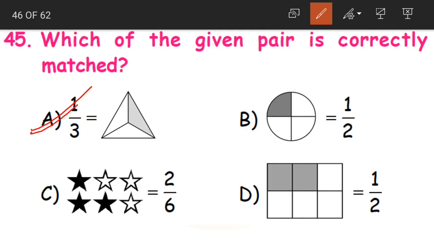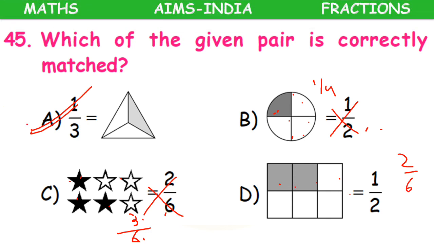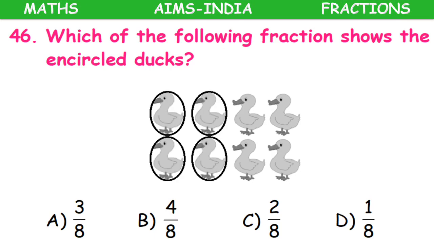If you look at the other options, children, this is 1 by 4. Yes, 1 by 4. Here it is 1 by 2. So it's wrong. Here 3 are shaded divided by, we have 6 stars. So 3 by 6 is the correct answer, not 2 by 6. And this becomes 2 by 6. So only option A is correctly matched.